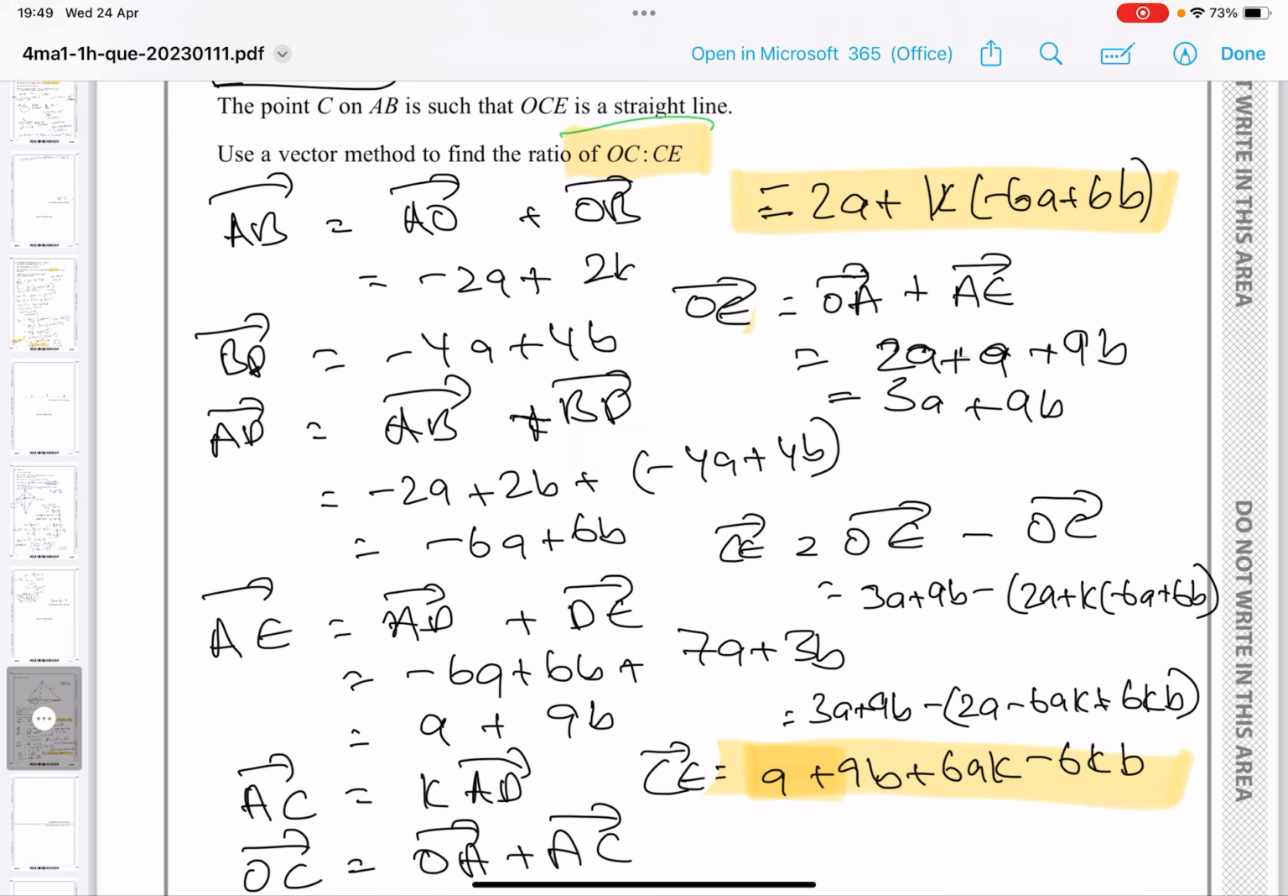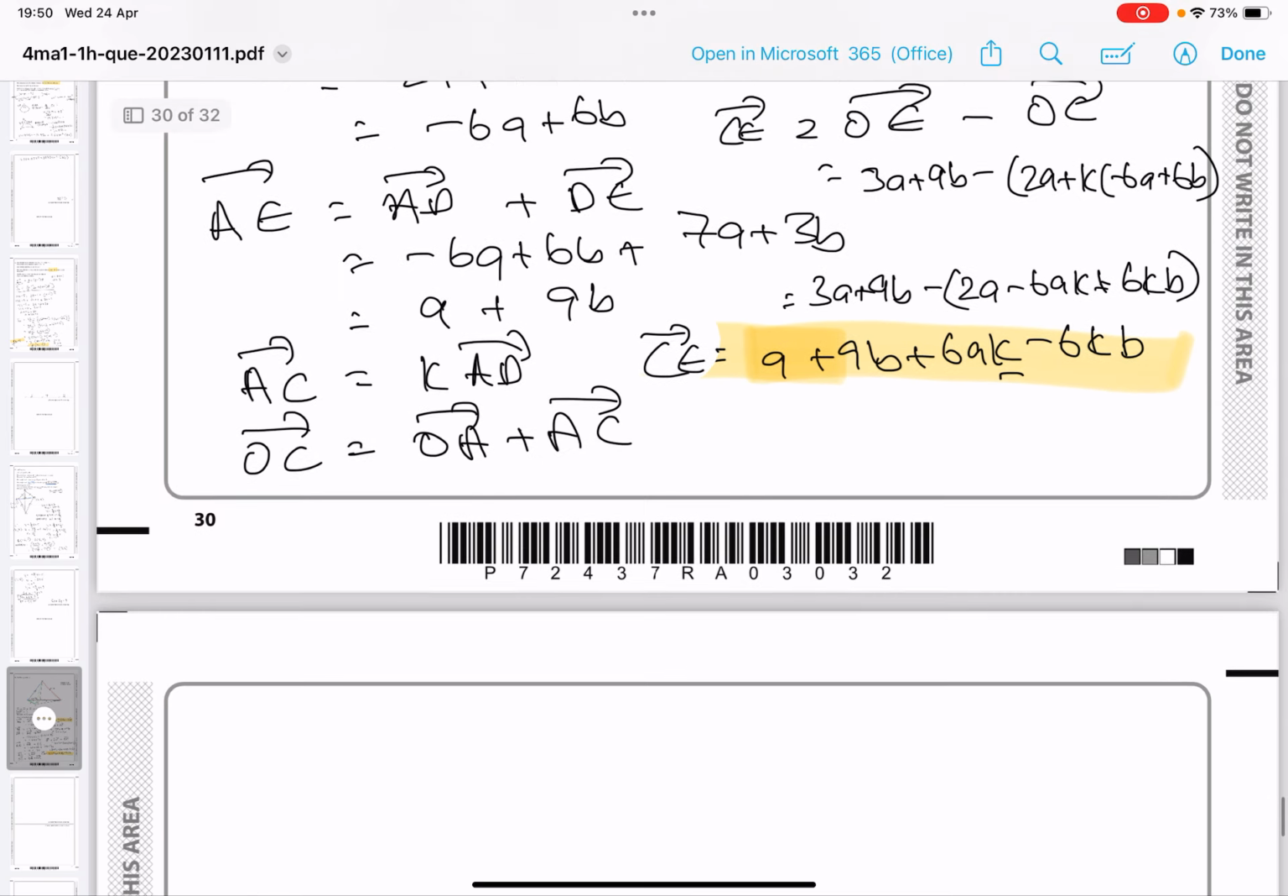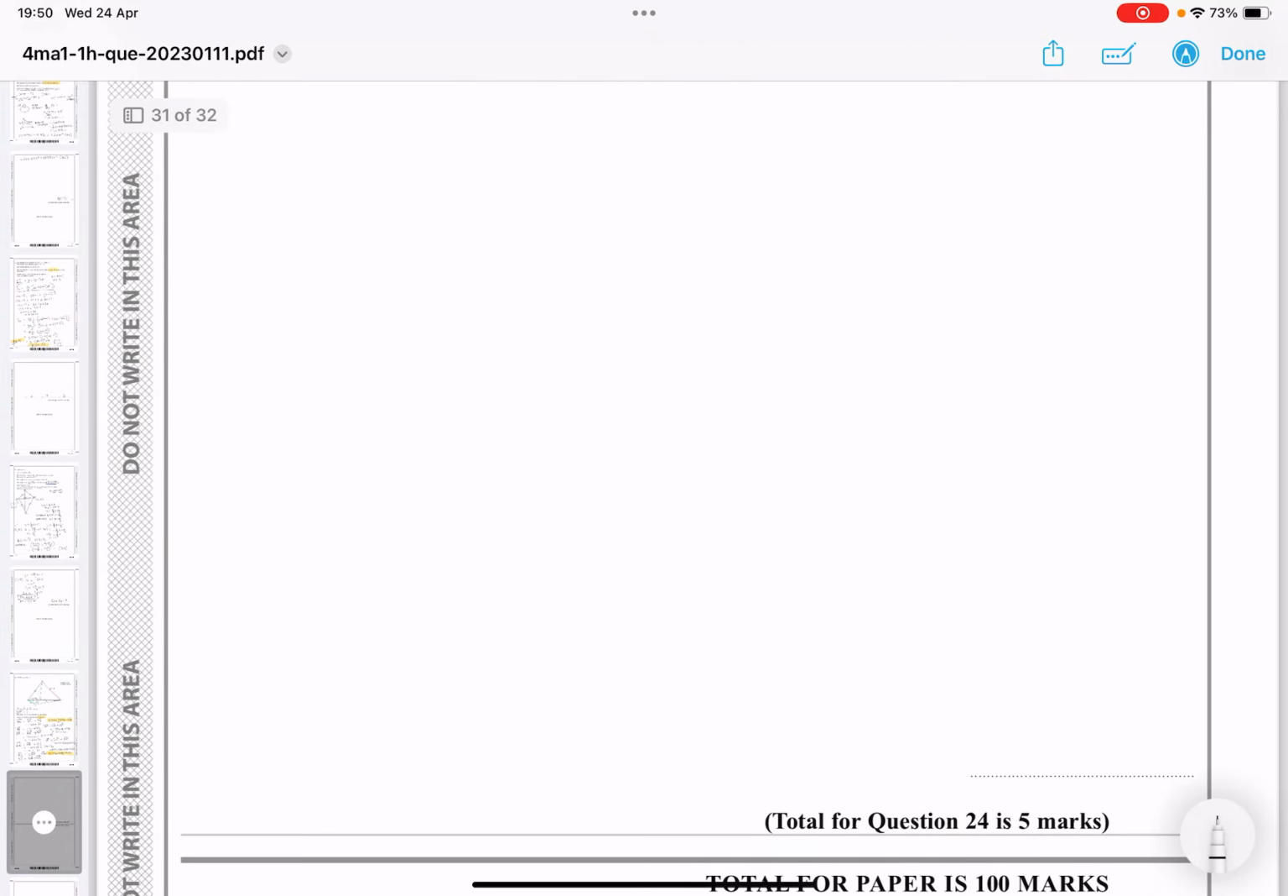So you can see that there's just so many letters here. So we need to first work out what K is. And once we've worked out K, we can easily find the ratio. So how do we do that? Let me rewrite the two vectors for you on here, so we can work out what K is.